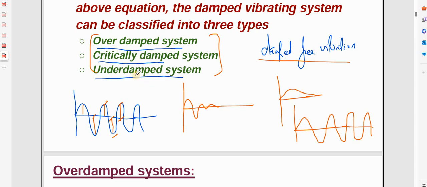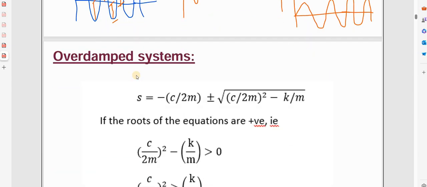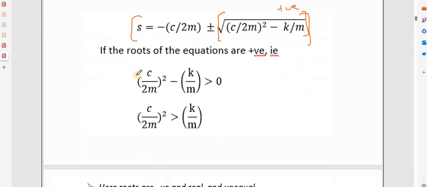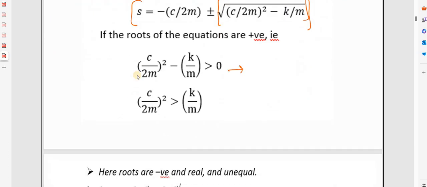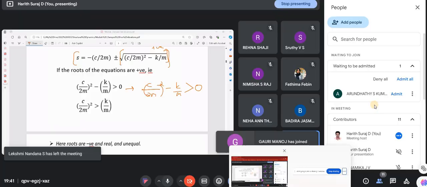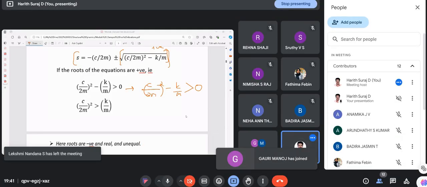So let us look into the first case, the overdamped system. This is the generalized equation. To be an overdamped system, this term should be positive. If it is to be positive, this root, that is (c by 2m) the whole square minus k by m, should be greater than 0, then it will be positive.